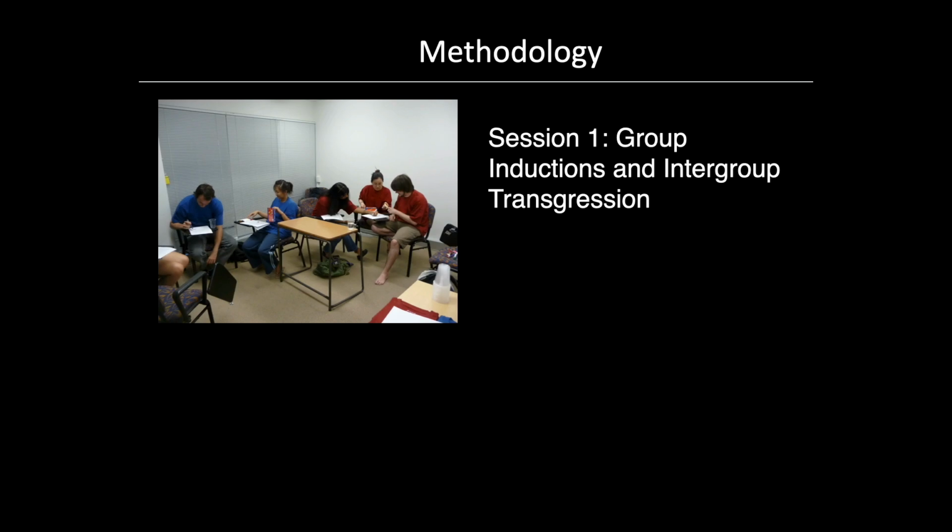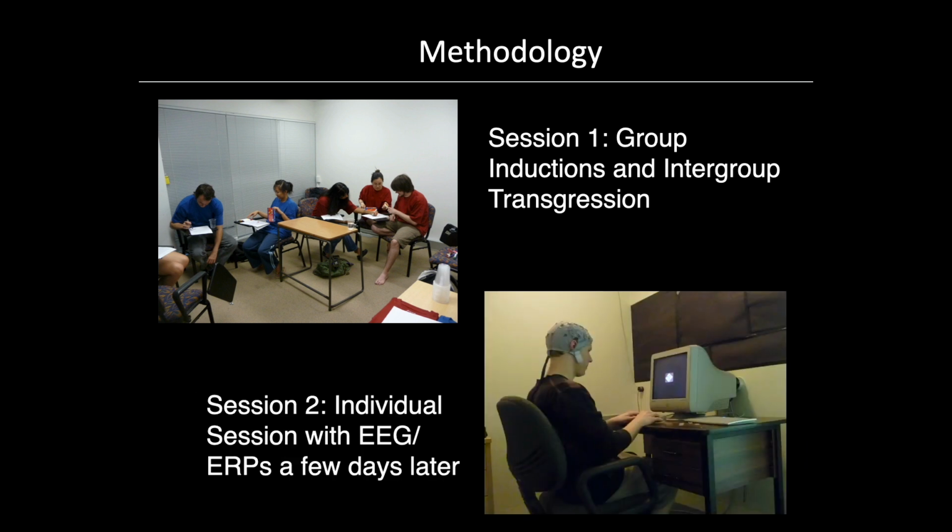So overall, what happened in the study is that each participant went through 2 sessions. In the first session, they showed up, and this is actually a picture from one of the sessions. They were divided up into groups of red team and blue team members, and they worked together. And then a transgression happened between the red team and the blue team that would cause some sort of collective guilt. And I'll tell you about that in a moment. And then they came back a few weeks later and individually were tested with an EEG cap. And we could then look at their P300s as they were reminded about things that happened about that intergroup transgression.